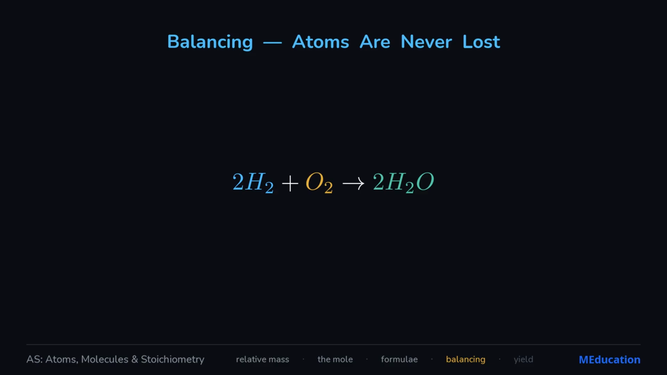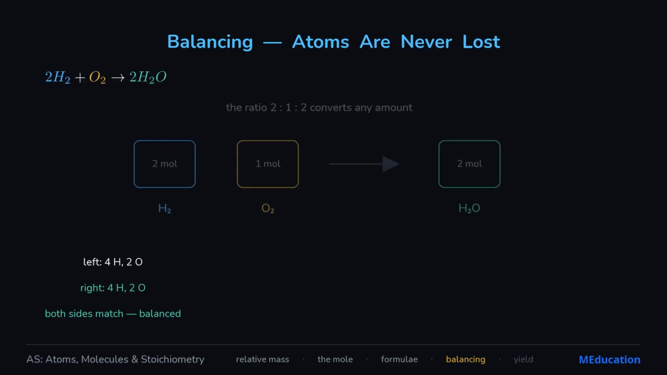Now the heart of stoichiometry, the balanced equation. Atoms are never created or destroyed in a reaction, only rearranged, so whatever goes in must come out. Take hydrogen burning in oxygen. 2 hydrogen molecules and 1 oxygen molecule give 2 waters. Count the atoms on each side. 4 hydrogens, 2 oxygens, they match.